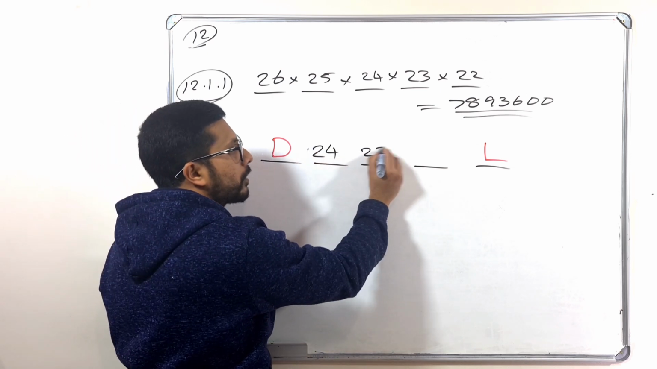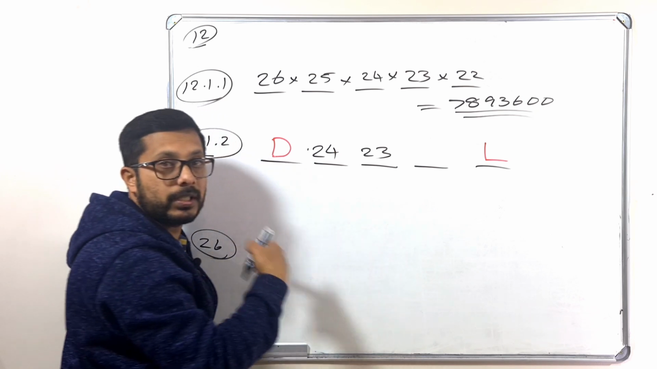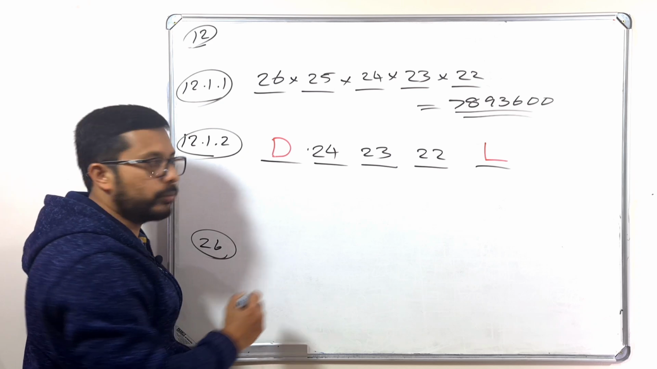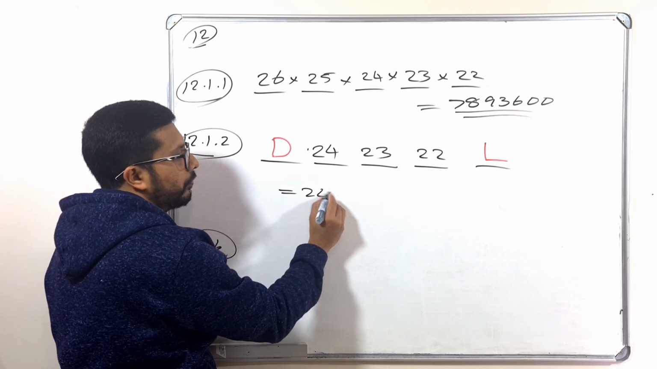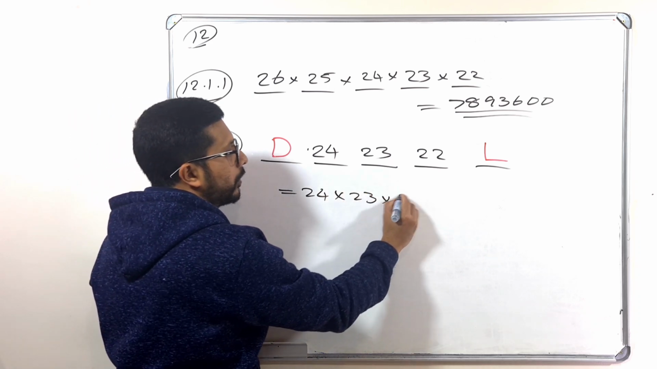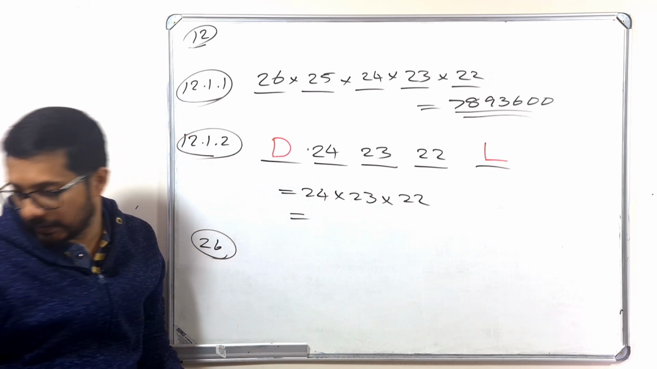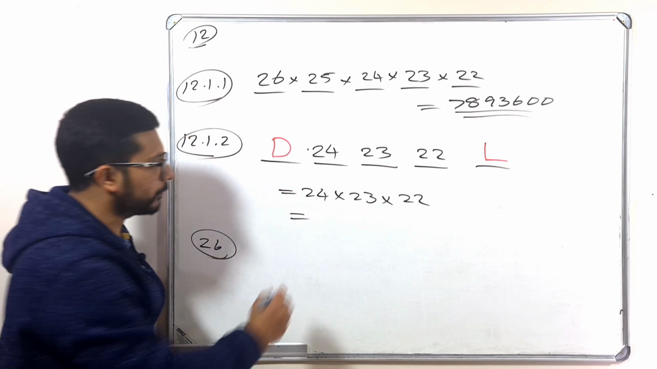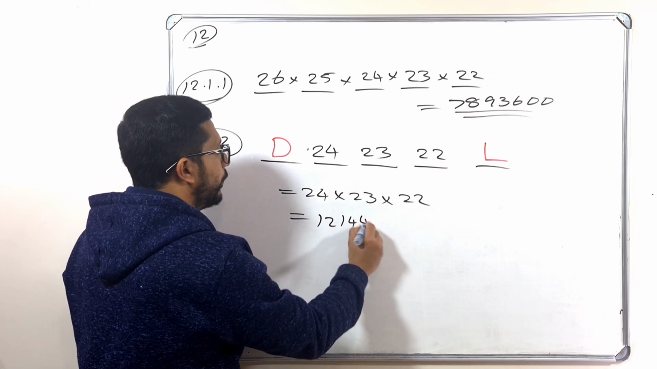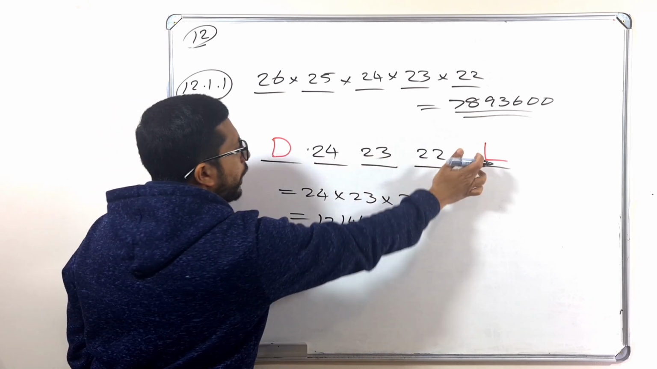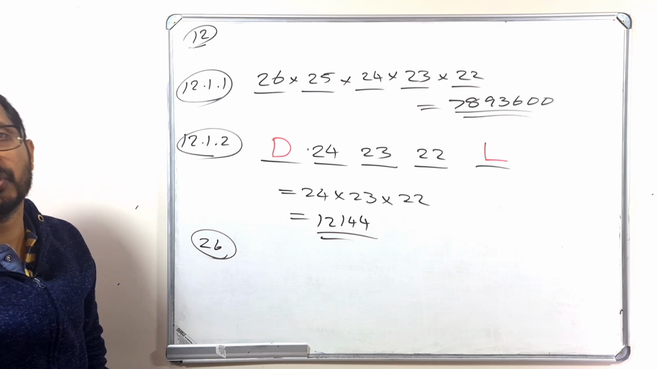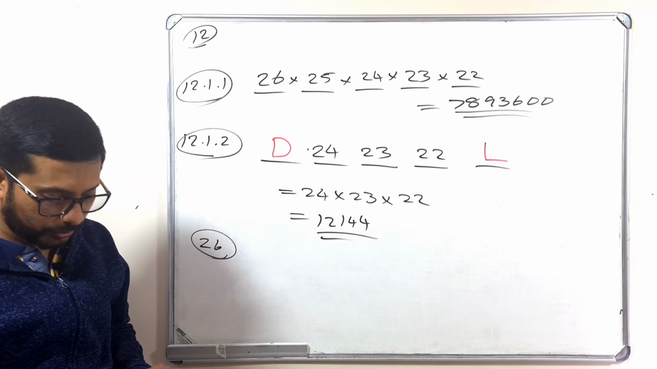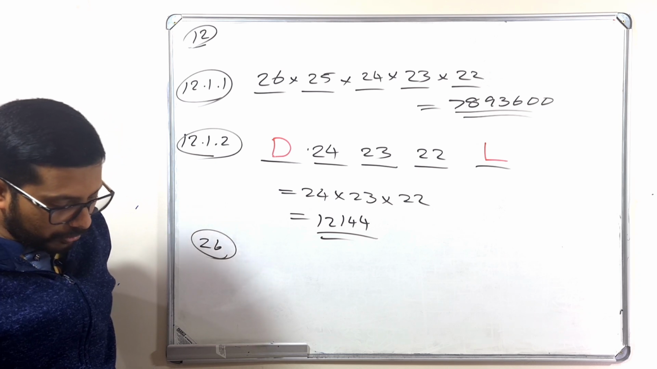Here how many options? 23 options, because letters are not allowed to repeat. Here how many options? 22. So total how many options? 24 times 23 times 22. Check in your calculator. 12,144. That means if I choose this D and L as fixed there on both sides, then the remaining options are 12,144. Okay, let's go to the next question.